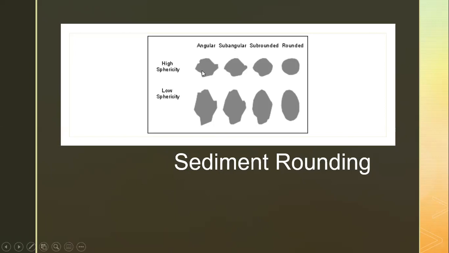Now, thinking of it from left to right is pretty much how weathered these particles have been. If something has gone through more erosion, more physical weathering, it's going to be much more rounded. Think of, let me do an annotation here.